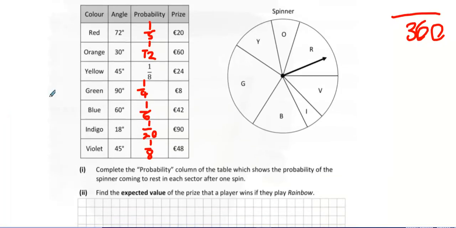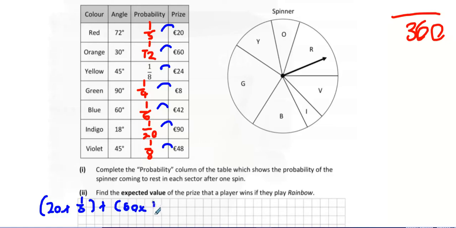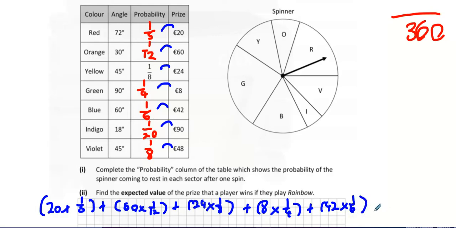So what we're going to do with expected value is multiply each one of these. You multiply the probability by the amount you're going to win. So it's 20 multiplied by 1/5, plus 60 multiplied by 1/12, plus 24 multiplied by 1/8, plus 8 multiplied by 1/4, plus 42 multiplied by 1/6, plus 90 multiplied by 1/20, and finally 48 multiplied by 1/8.